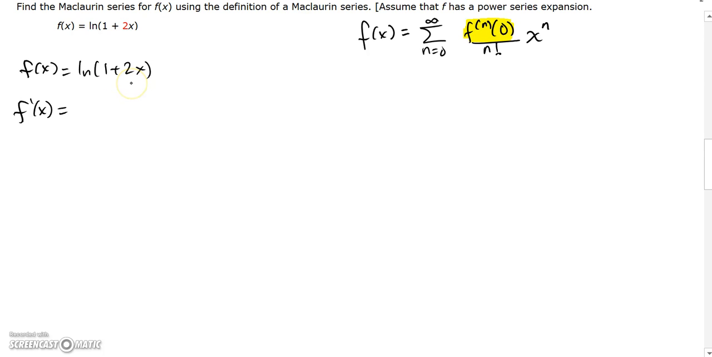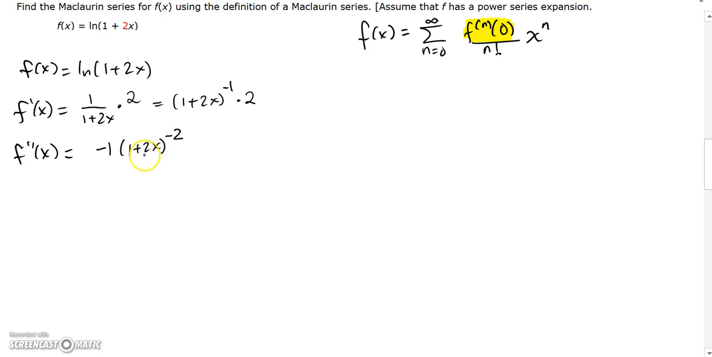So we have ln of 1 plus 2x. Taking the derivative will be 1 over 1 plus 2x, times the derivative of the inside, which is 2. I can rewrite that like this, with a negative 1 exponent, so that the next derivative will be easier to analyze. So I'm going to take the second derivative now. Let's bring down the negative 1, 1 plus 2x to the negative 2, times the derivative of the inside, which pops out as 2, and I still have this other 2 waiting outside. I'm not multiplying anything out because I want to see a pattern.